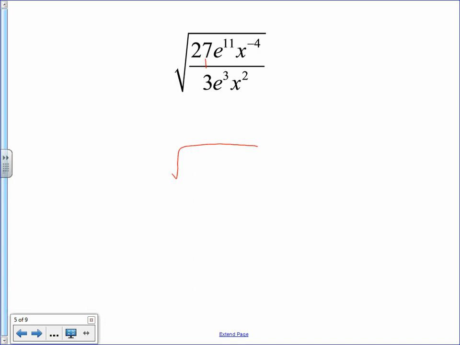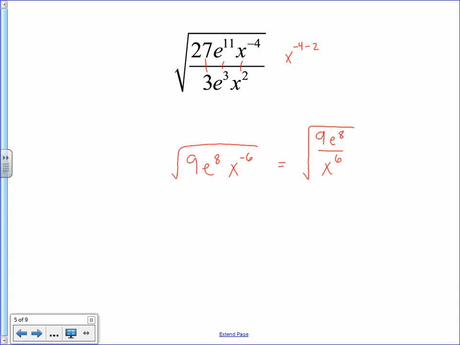It's a fraction. So we've got 27 and 3. It's going to simplify just 9. We've got e to the 11th and e to the 3rd. Remember, we're going to subtract the exponent on top minus the one on bottom, so it becomes e to the 8th power. And we've got x to the negative 4th on top and x to the 2 on bottom. So we're going to take x to the negative 4 and subtract 2, which ends up being x to the negative 6th. Okay? I'm going to rewrite what's inside here, because I know I can't have any negative exponents. And so I drop it to the bottom and make it a positive exponent.